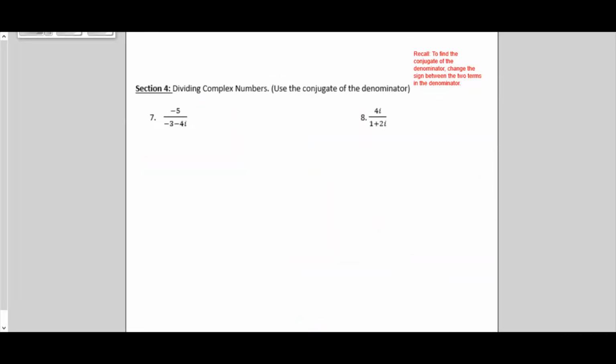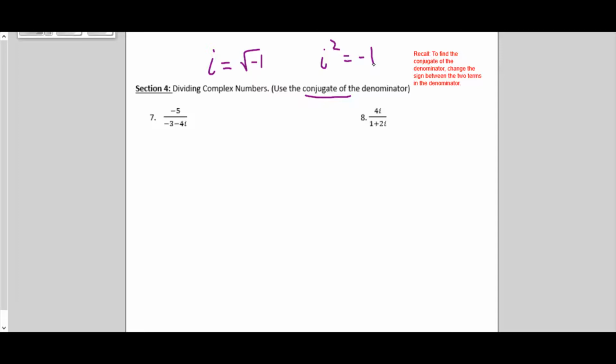Section 4, dividing complex numbers. So remember when we worked with square roots, and we wanted to rationalize the denominator, we multiplied by the conjugate of the denominator. Same thing is going to happen with complex numbers. The reason is that when we have i in the denominator, i is really the square root of -1. So we're going to rationalize the denominator. We're going to get rid of the i down there because i represents a square root. We'll also use the fact that i squared is -1.